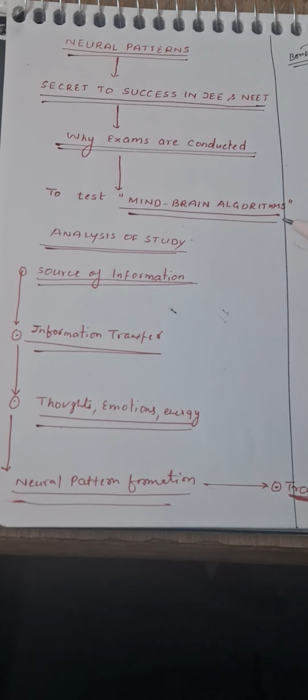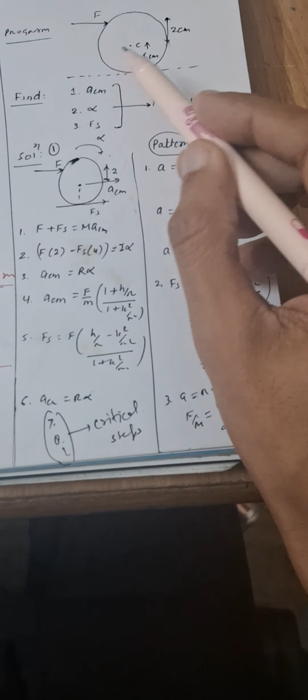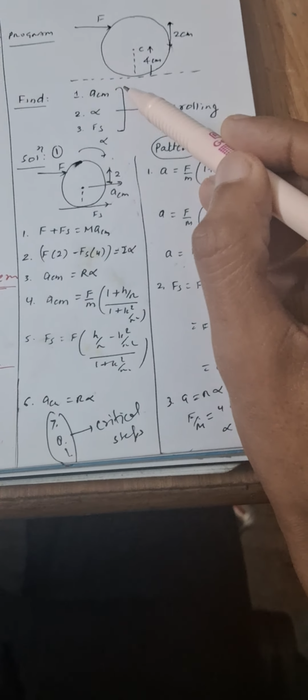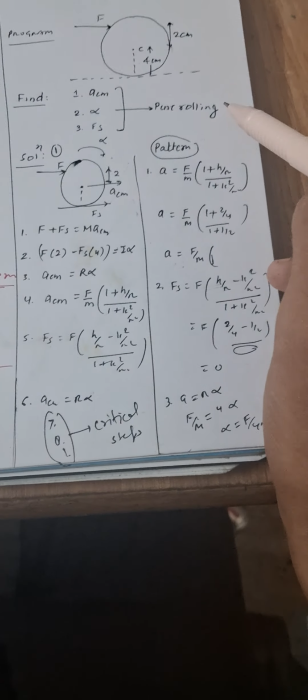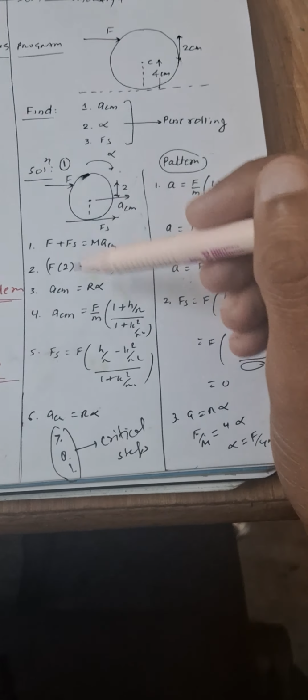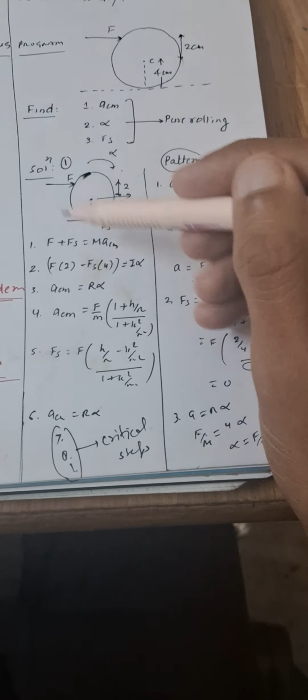Suppose you are given a question that there is a disk and a force is applied on the disk at a height of 2 centimeter from the center, and we need to find the acceleration of the center of mass, angular acceleration, and friction if the disk is undergoing pure rolling. How students proceed is, number one solution is using the traditional method. Then how will a student proceed?